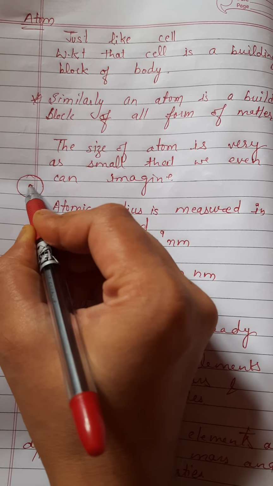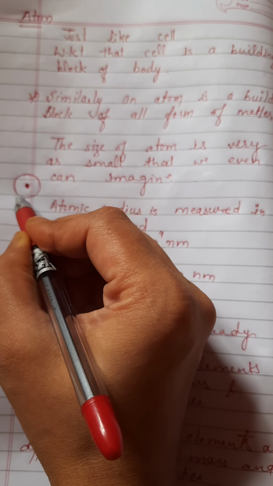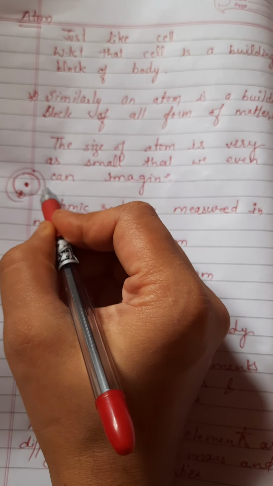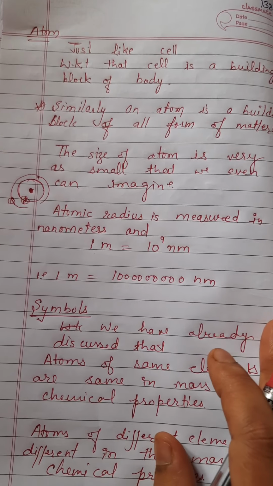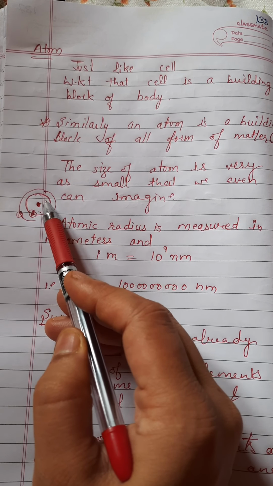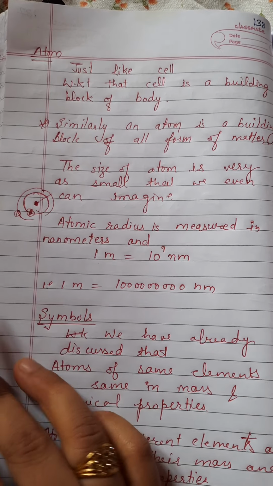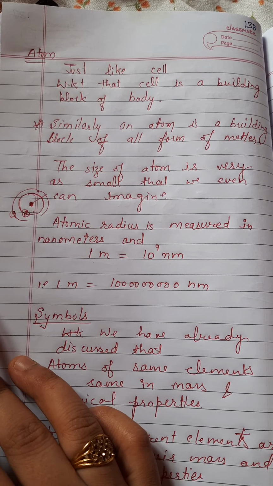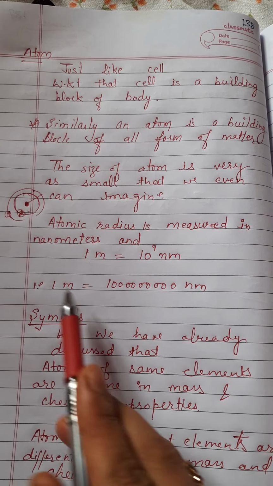this is the nucleus in the center, okay? And this is the first orbit where the electrons are revolving. Similarly, there are a number of orbits in which electrons are revolving, okay? So the distance from the nucleus to the outer shell, that radius, is known as the atomic radius. We measure this atomic radius in nanometers.